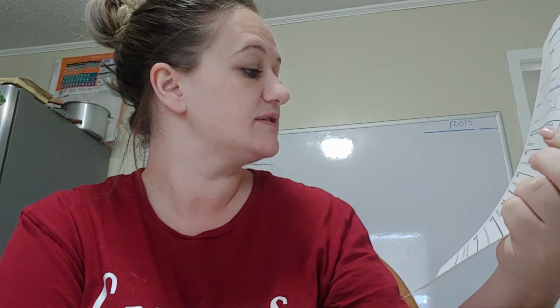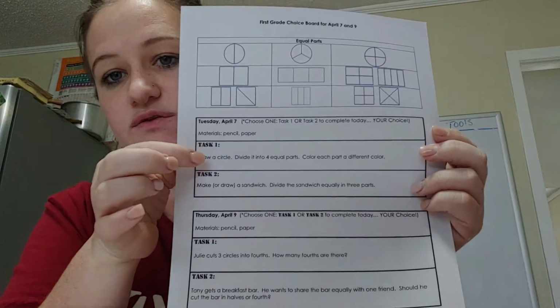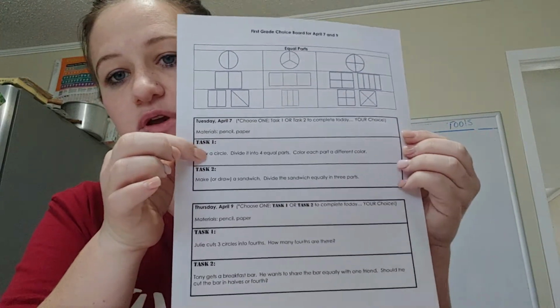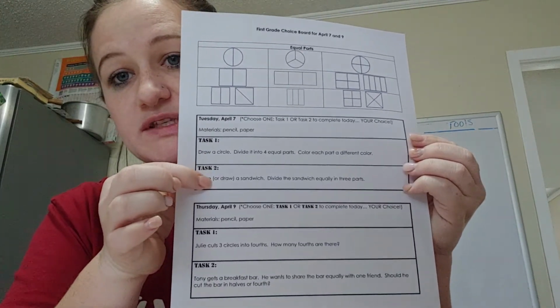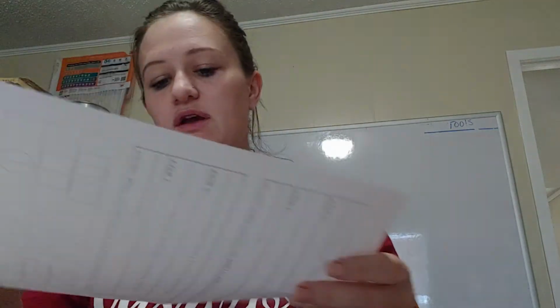Then your task number 2 is make or draw a sandwich and divide the sandwich equally into 3 parts. So you can either do 4 parts with a shape or 3 parts with a sandwich. The key word is equal, so you have to make them look the same size.